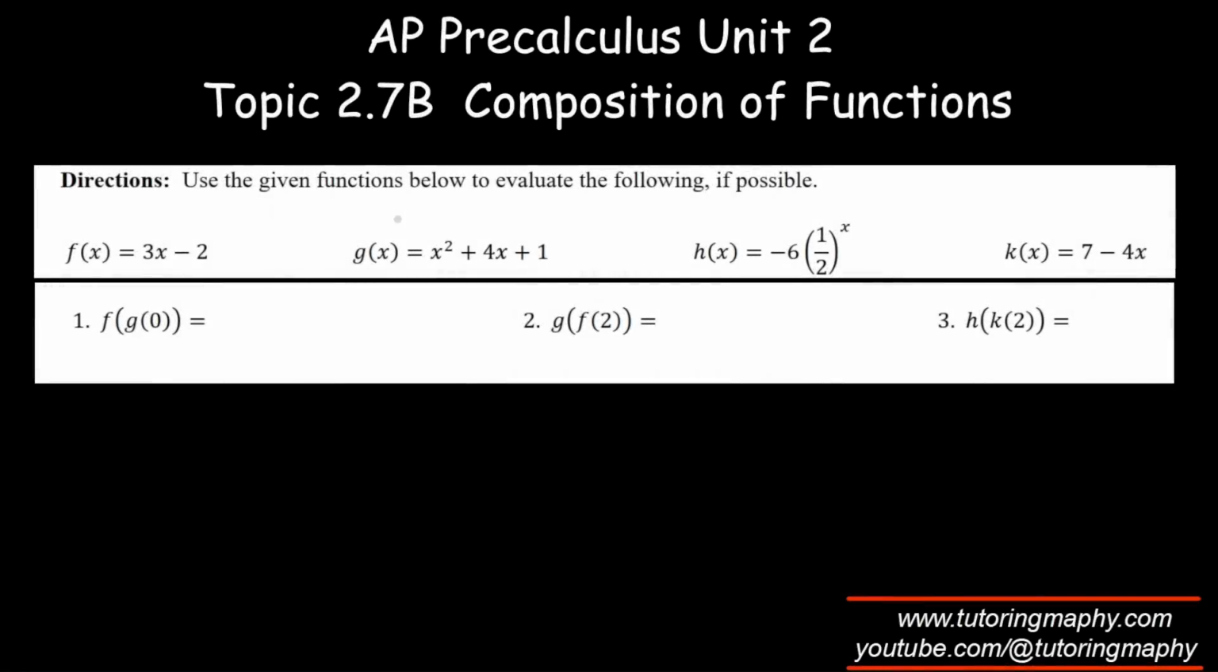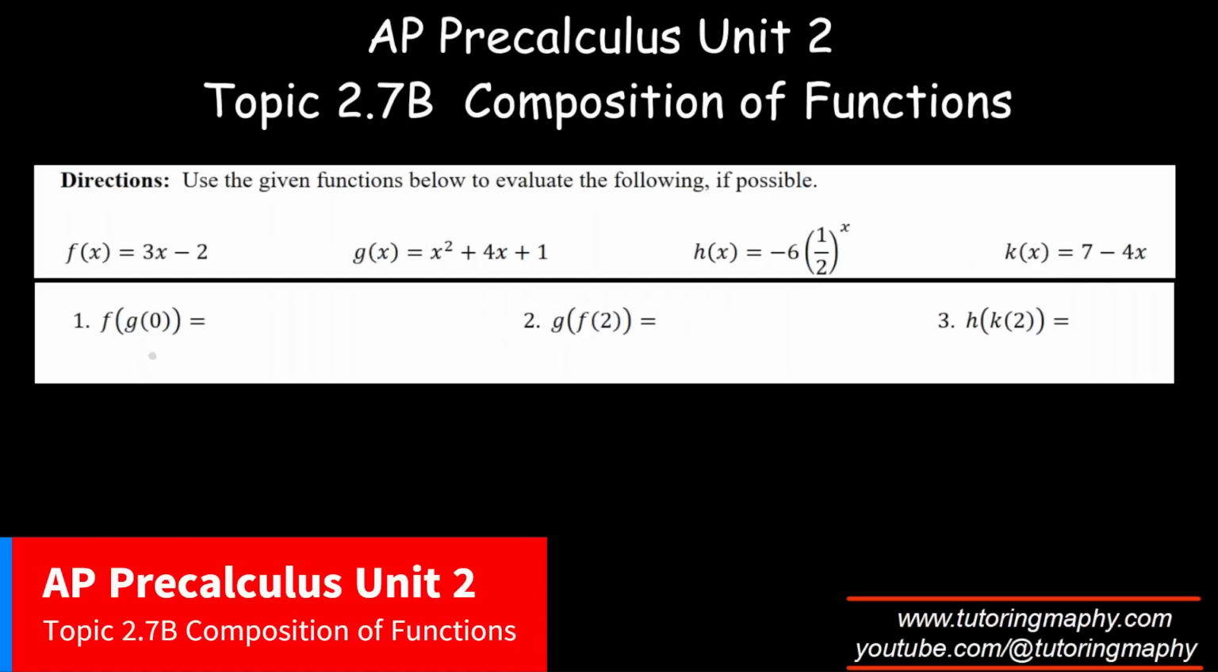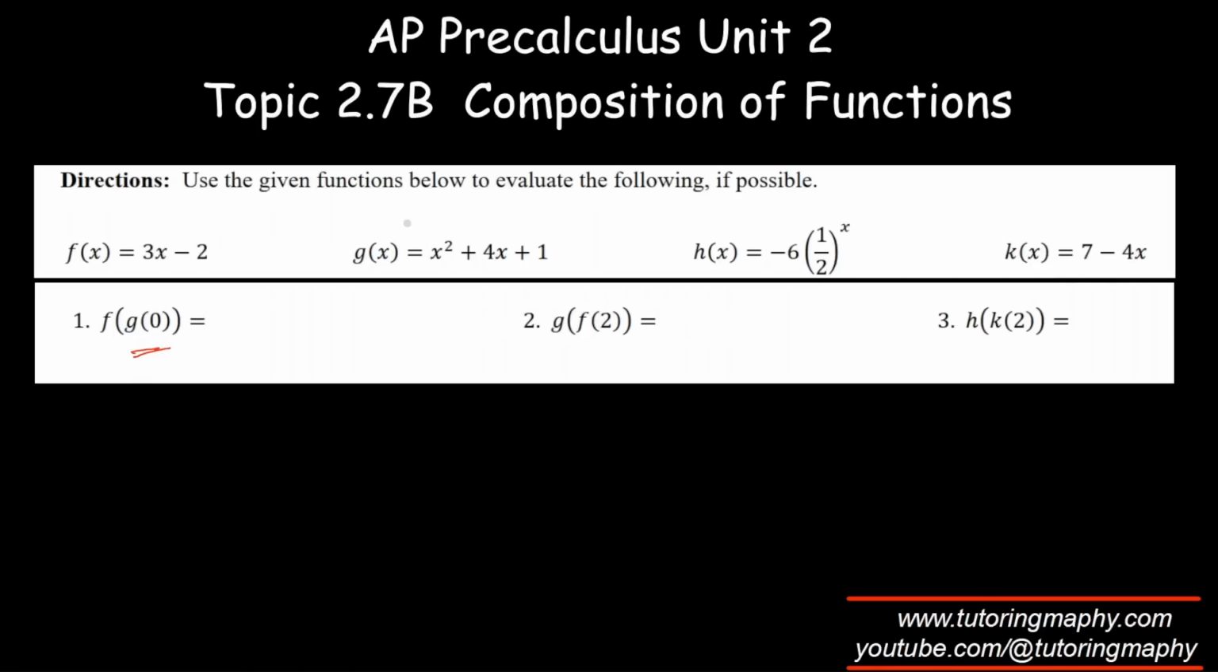Right. Over here we have four functions and we need to find these compositions. So let's find g of 0 first. g of 0 is as simple as replacing everything over here with 0, and that's just 1. So g of 0 is 1, right? We can agree on that. So we are looking for f of 1, and then we sub in x as 1 over here in f of x. So 3 times 1 is 3, and 3 minus 2 is 1. So that's our answer.